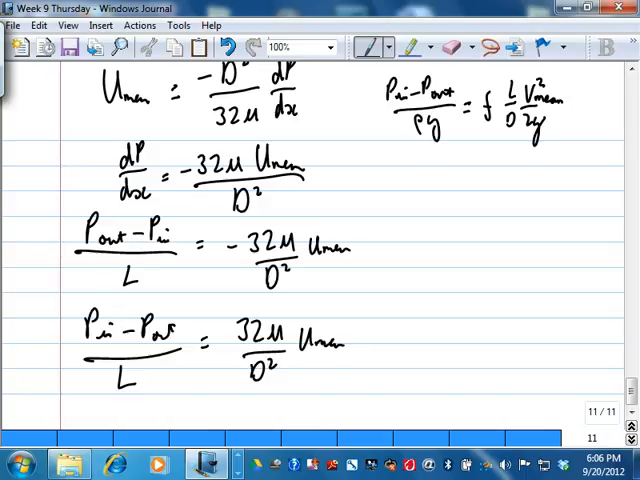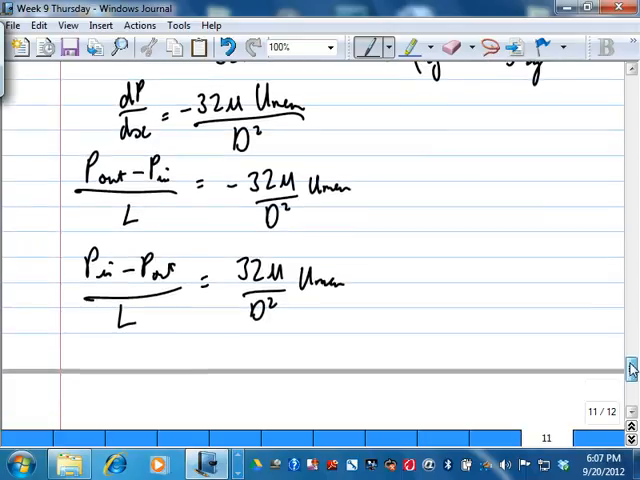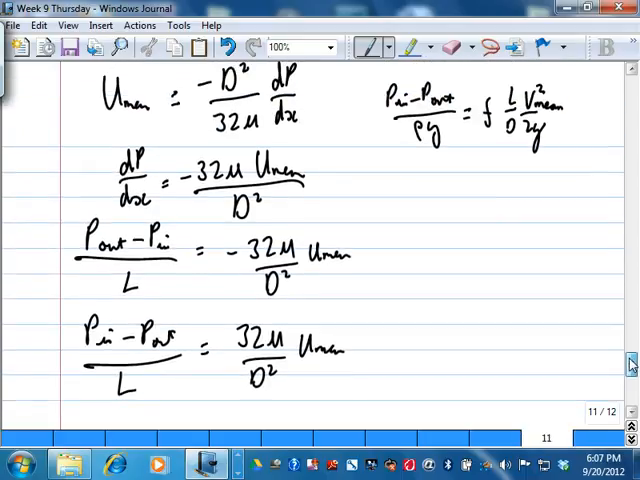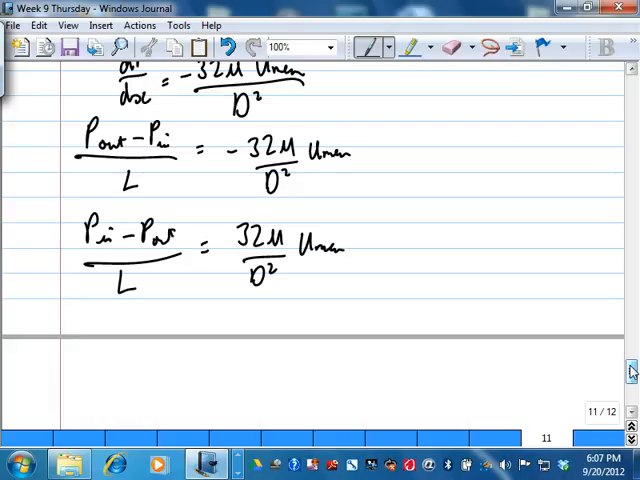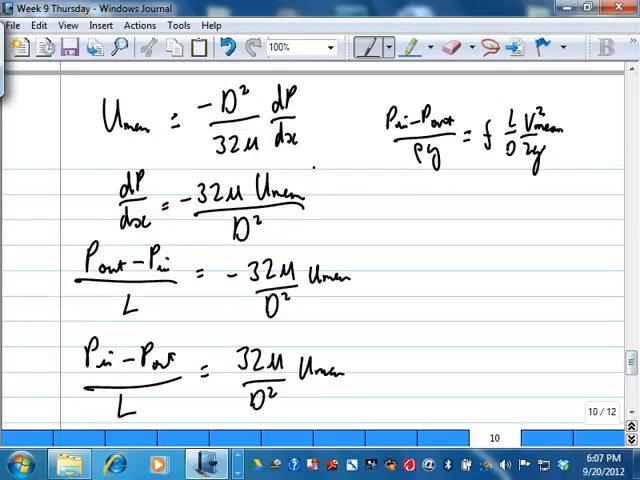I want the L over there, so multiply that, bring the L over there. Actually, before I go on, this one is a big equation. I think we call it the Poiseuille equation or something, but you can read the textbook for all the history and the names.